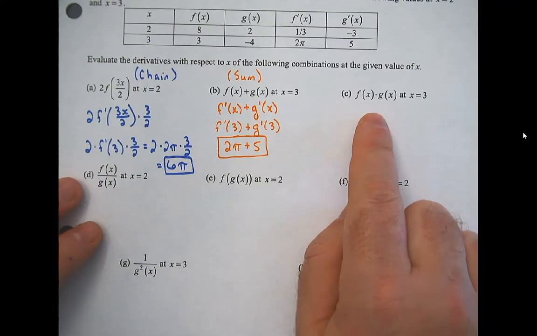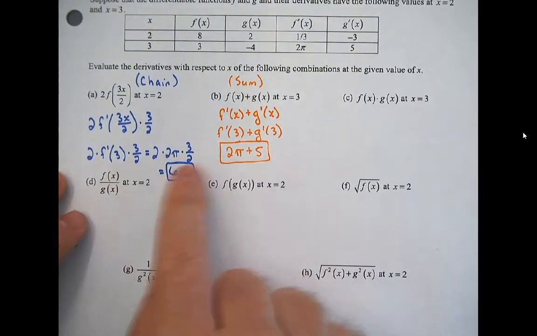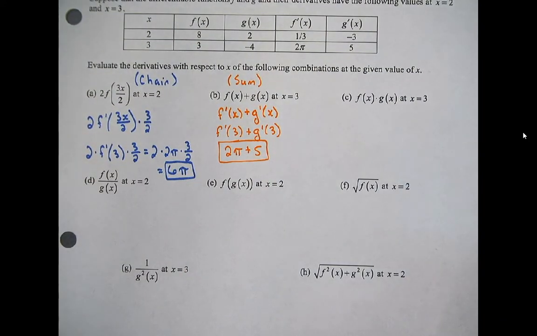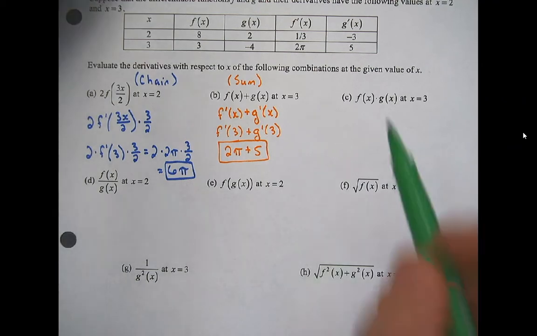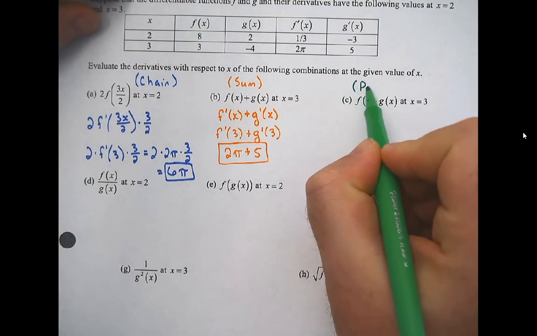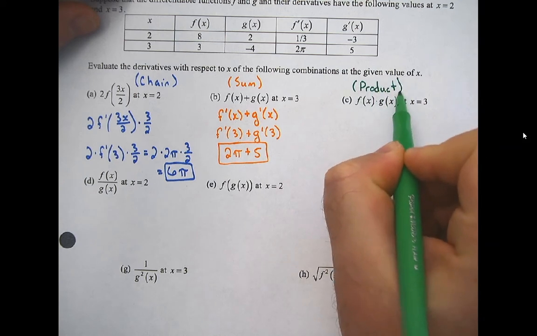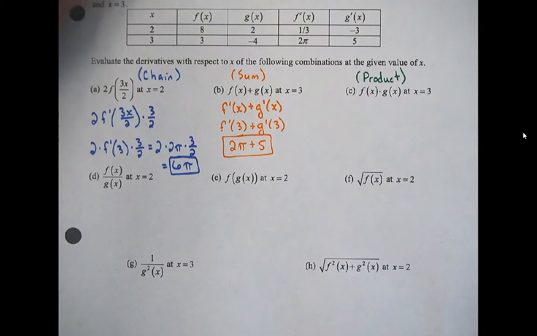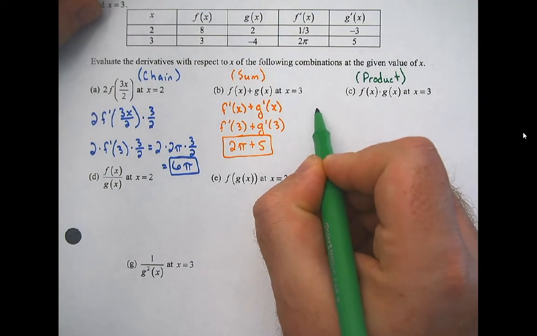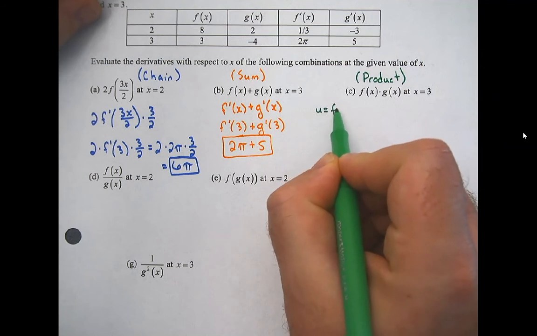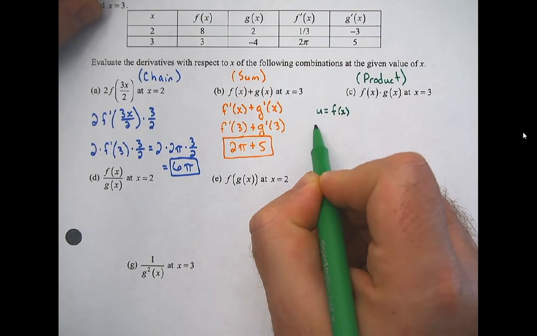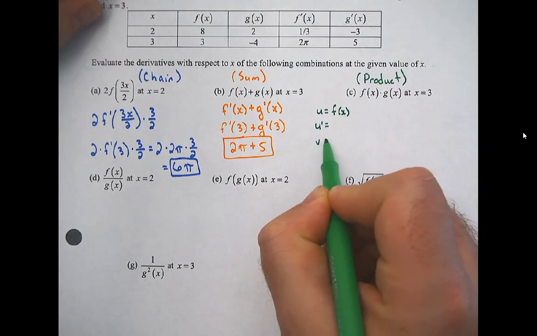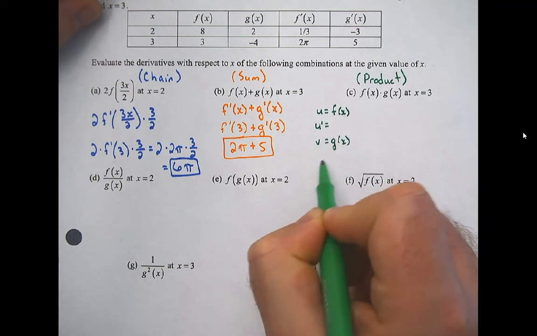Okay, let's see if you can handle the next one. I did the 2 easy ones. You're doing a little bit tougher. So first of all, ask yourself, as we always do, what type of rule is this? Okay, so let's see how you did. Overall, this is a product rule. Okay, so if we're going to do a product rule, what do we have to do? U's and V's. So U equals my first term, which is f of x, and U prime. V equals my second term, which is g of x. And then we need V prime.